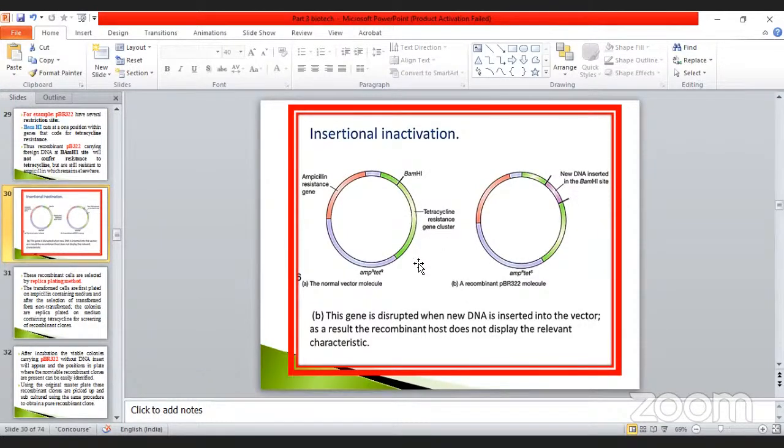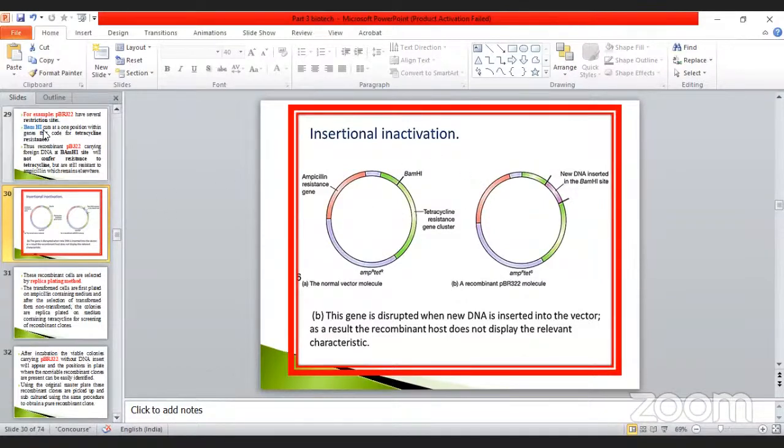The tetracycline resistance gene is also there, along with ampicillin. Compare the normal vector molecule with the recombinant pBR322 molecule. See that new DNA is inserted in this portion. So these are the two differences: insertional inactivation. Okay, insertional inactivation.